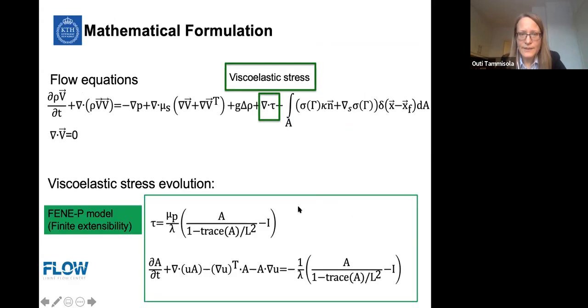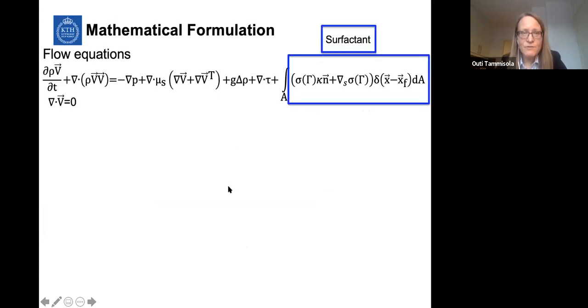Okay, so the viscoelastic stresses we get from the FENE-P model, which is similar to the Oldroyd-B model I showed before. But here we are limiting the extension of the polymers to finite values. So it's a little bit more realistic.